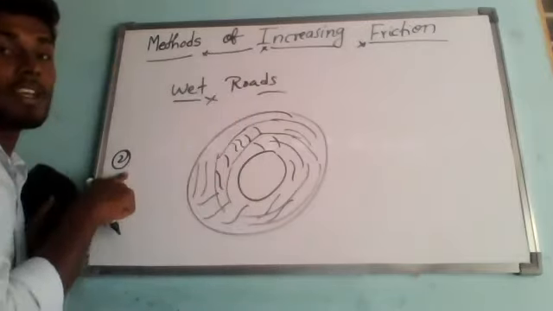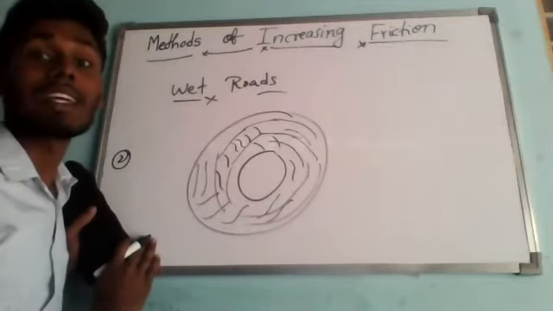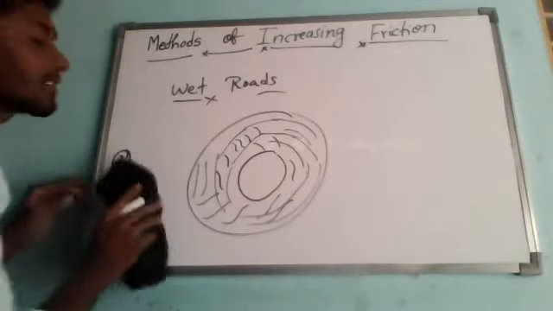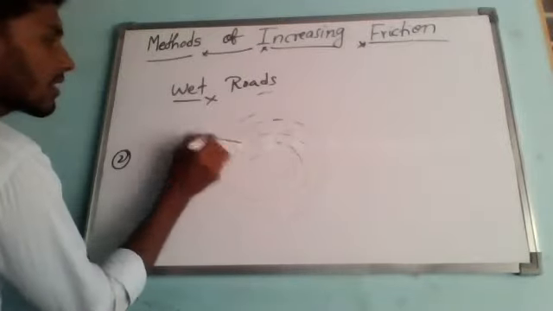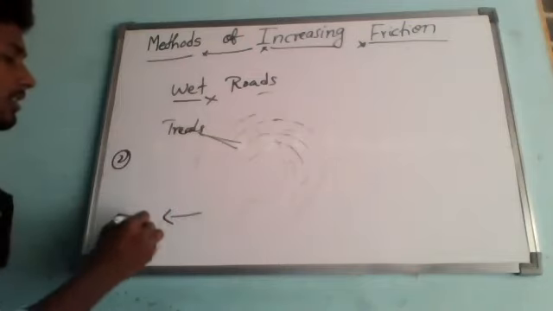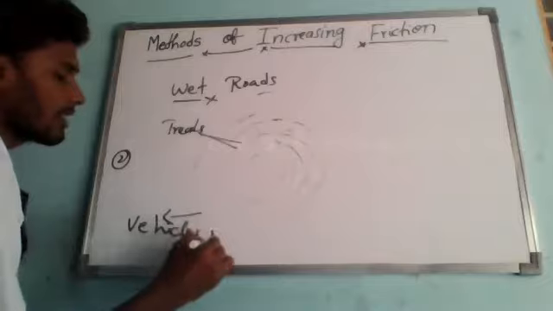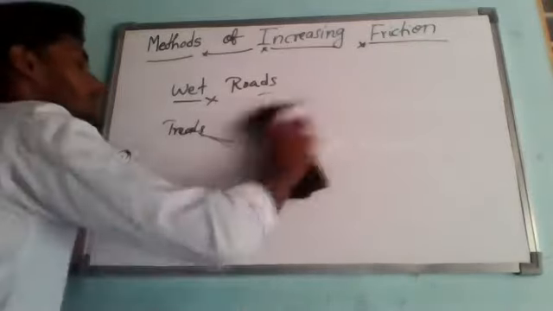Second method: treads are made in the tires of vehicles to increase friction and prevent skidding of vehicles on wet roads. If you want, I will even write it. These are called treads, and this is a vehicle tire. Now we'll see what our next second one is.